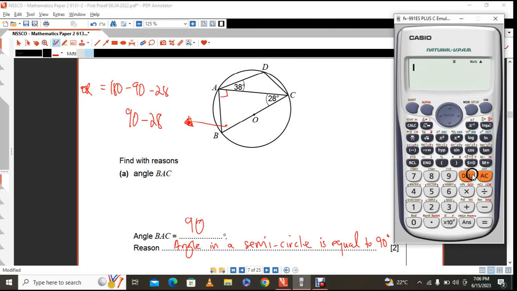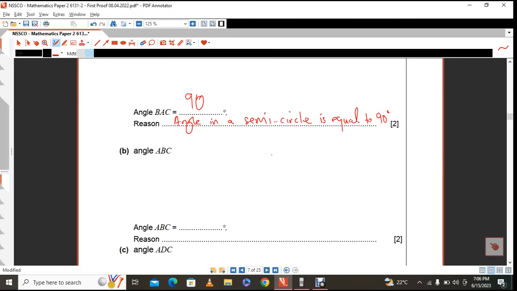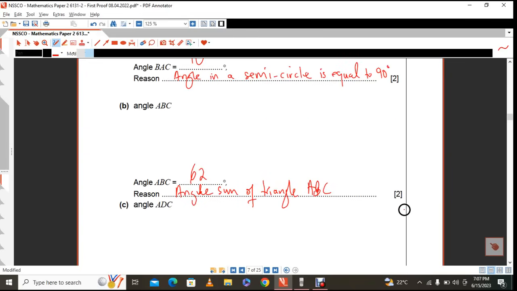So if you say 90 take away 28, of course, you get 62. Or you would have said 180 minus 90 minus 28. Of course, it's also 62, because the angles in a triangle should always add up to 180 degrees. So this here is 62 degrees. I'm going to write that down here. So we say it's 62 degrees, and we can say angle sum of a triangle, of triangle, let's say ABC, and writing is horrible today, but you get it. And the reason is it adds up to 180.